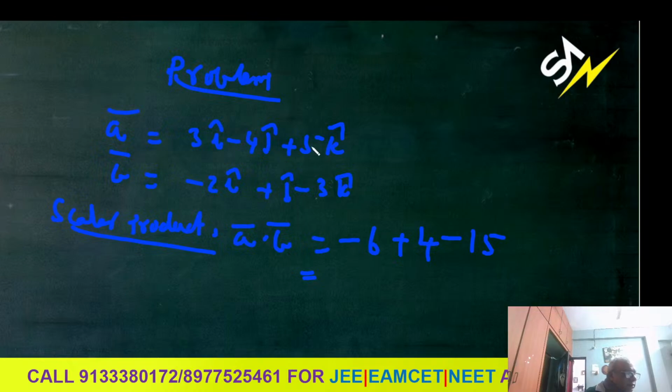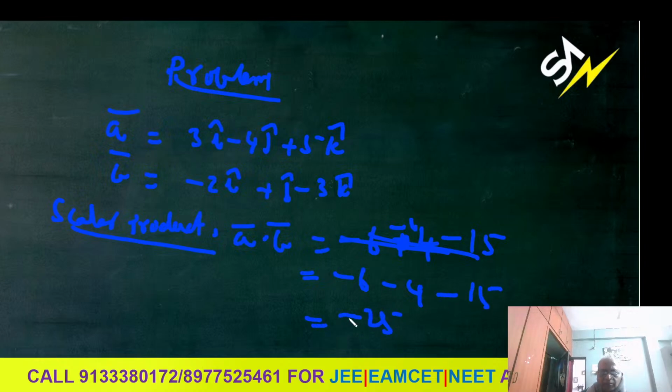One second. A is 3i minus 4j plus 5k and B is minus 2i plus j minus 3k, correct? Minus 6, then minus 4 into 1 is minus 4, and 5 into minus 3 is minus 15. So minus 6, minus 4, minus 15 gives minus 25.